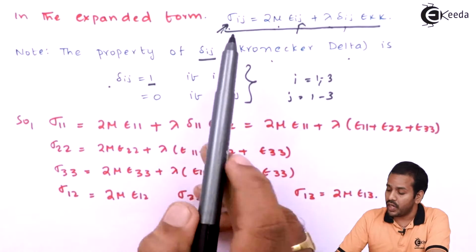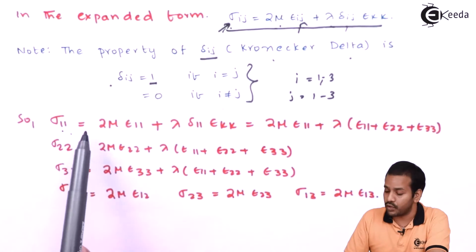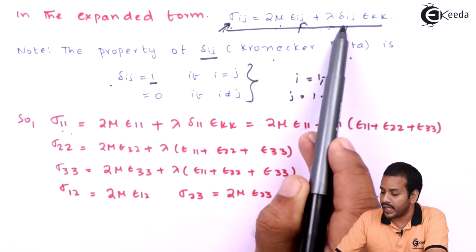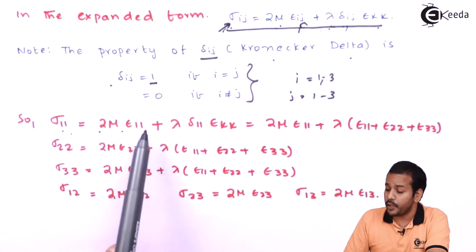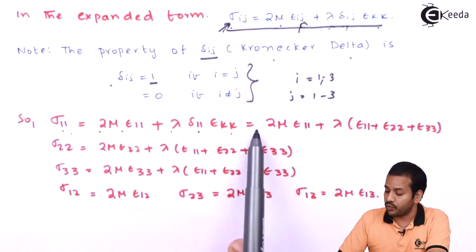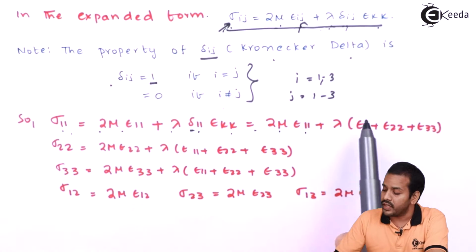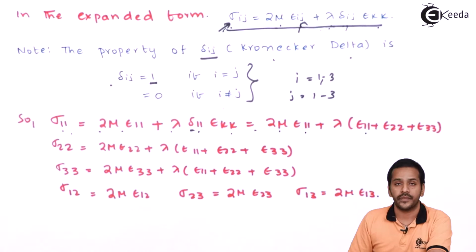If I take i and j as 1 1, then sigma 11 equals 2 mu epsilon 11 plus lambda delta 11 epsilon kk. That can be given as 2 mu epsilon 11 plus lambda into, since delta 11 is 1, I have removed that, lambda into epsilon 11 plus epsilon 22 plus epsilon 33.